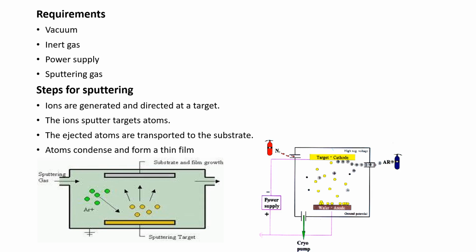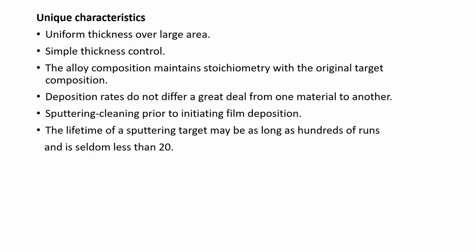These atoms that are ejected from the surface of the target travel toward the substrate. On the surface of the substrate, these atoms deposit and form a thin film. Unique characteristics of sputtering: uniform thickness over a large surface area. Simple thickness control. The alloy composition maintains stoichiometry with the original target composition. The composition of the target is maintained on the surface of the substrate. Deposition rates do not differ a great deal from one material to another.